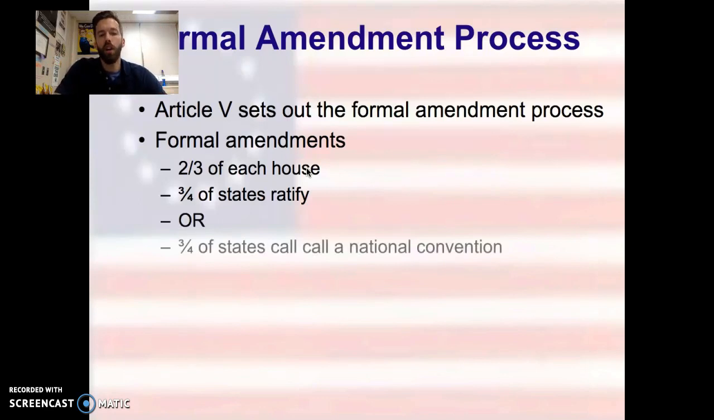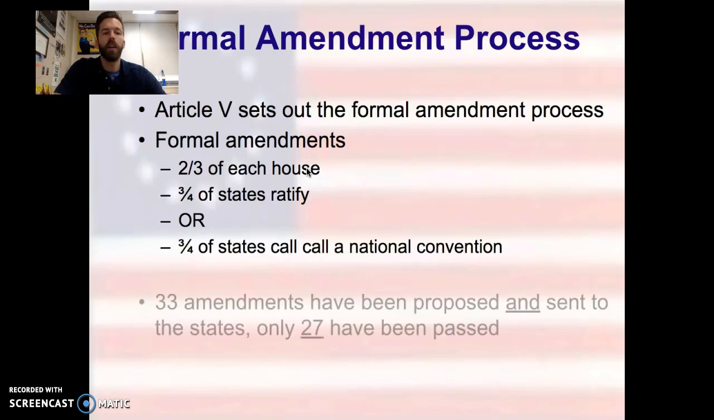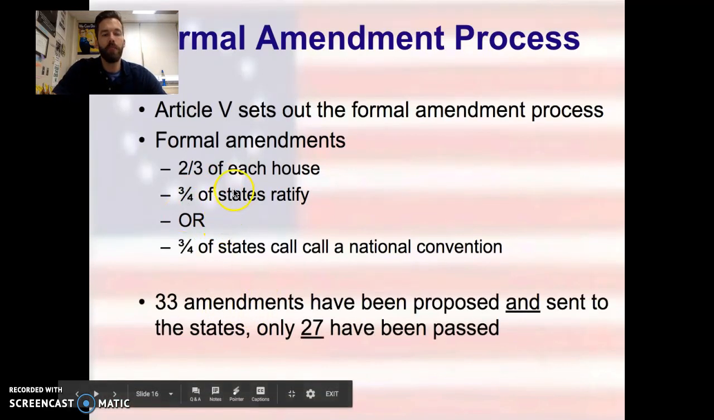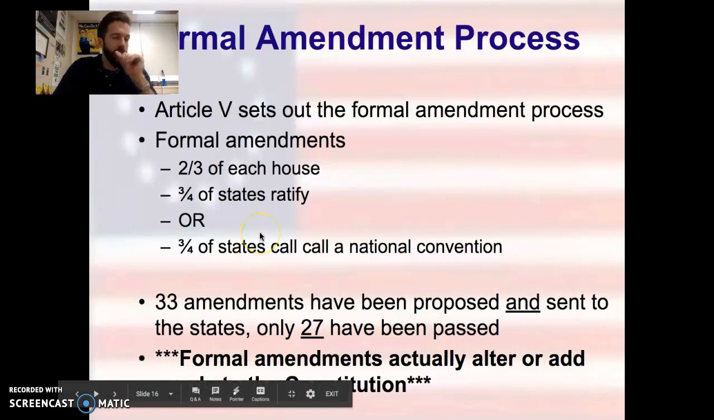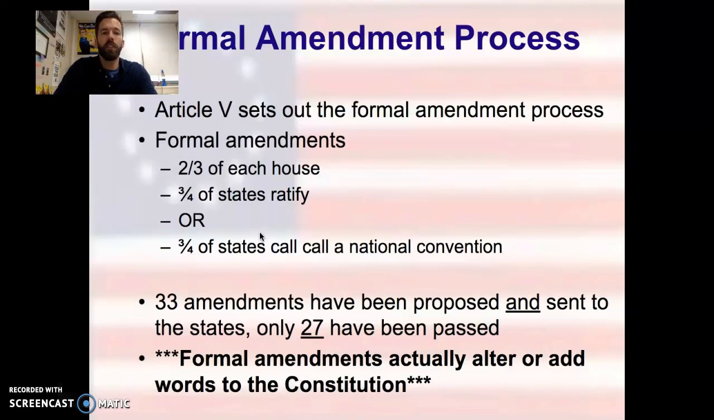Okay, they can call a national convention. This has not happened. 33 amendments have made it out of the House, but only 27 of those have been passed. So we have 27 amendments to the Constitution. So when we pass a formal amendment, we actually change the wording of the Constitution. So we'll look deeper at these 27 amendments more, but just to know, to change it, it's got to be a supermajority. It's not the full unanimous like the Articles of Confederation, but it's still very difficult. You have to have state input and federal input as well.